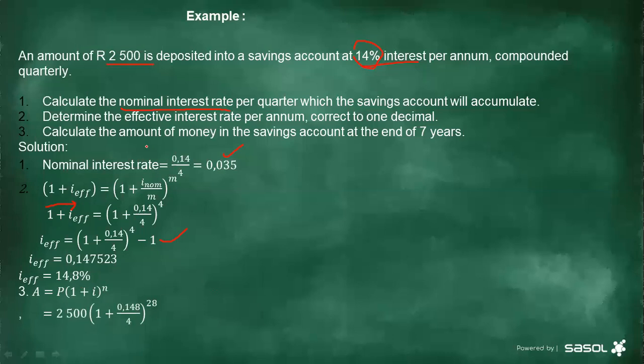And then the second question, calculate the amount of money in the savings account at the end of 7 years. And then this is the amount that was deposited, which is 2,500, and then I is 0.148, which is the effective rate, and over 4. And then how do we obtain 28? Remember, it's compounded quarterly. We said 4, how many years there? 7 years. So 7 times 4 is 28. And then you just press your calculator, then you're going to get 6,941.25. That is the amount of money that this person is going to receive after 7 years.